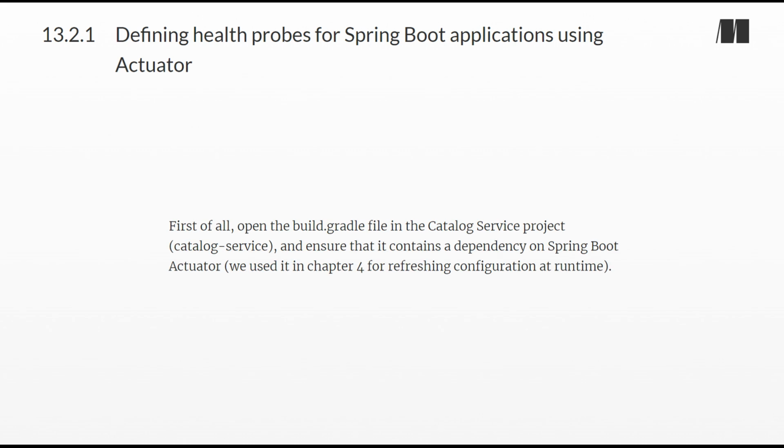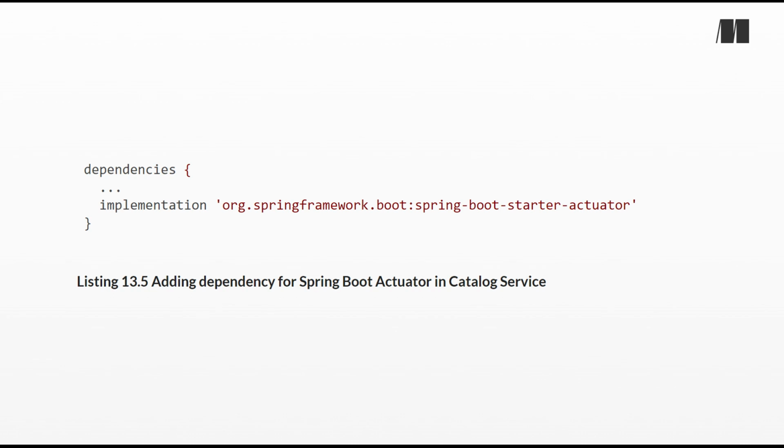Section 13.2.1, Defining Health Probes for Spring Boot Applications using Actuator. First of all, open the build.gradle file in the Catalog Service project, Catalog Service, and ensure that it contains a dependency on Spring Boot Actuator. We used it in Chapter 4 for refreshing configuration at runtime. Listing 13.5, Adding dependency for Spring Boot Actuator in Catalog Service.